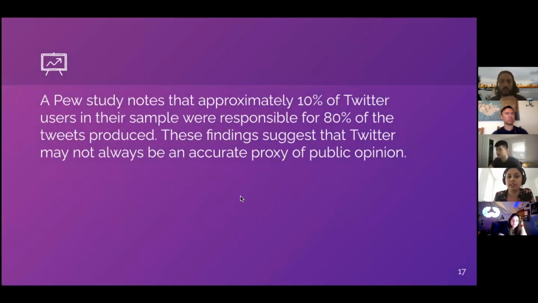And a Pew study, Pew is an organization that does policy research as well, noted that approximately 10% of Twitter users in their sample were responsible for 80% of the tweets produced. So this idea of the loudest voices in the room being amplified is a really big issue with using Twitter data. It suggests that Twitter might not always be an accurate proxy of public opinion. But there might be some uses in augmenting what we have from survey data with other information from Twitter data, if we think that the population we're looking at is likely to be on Twitter or have access to it.